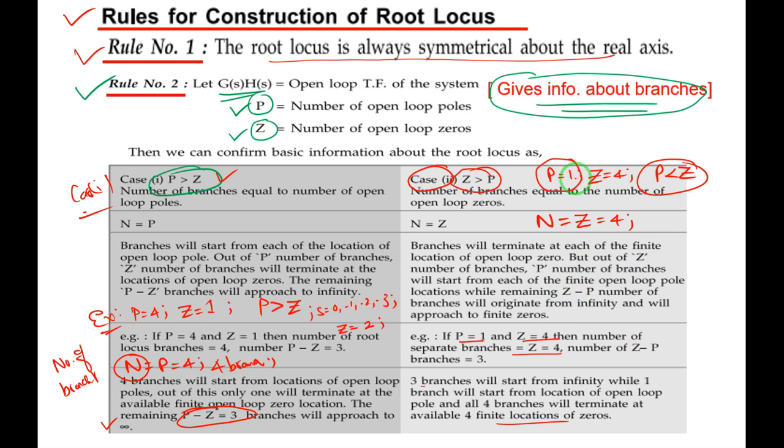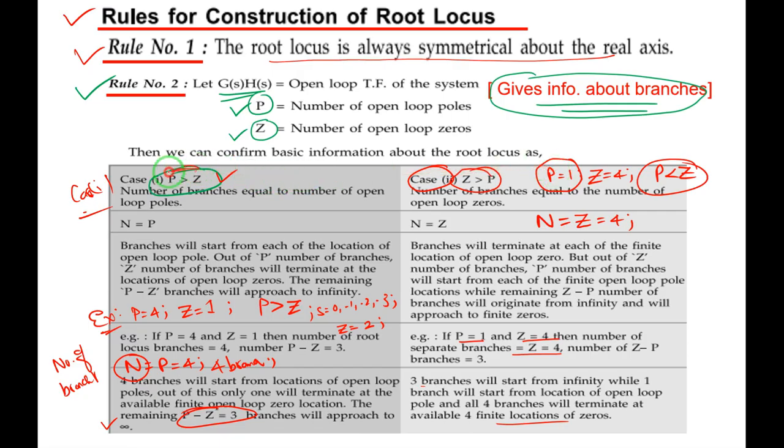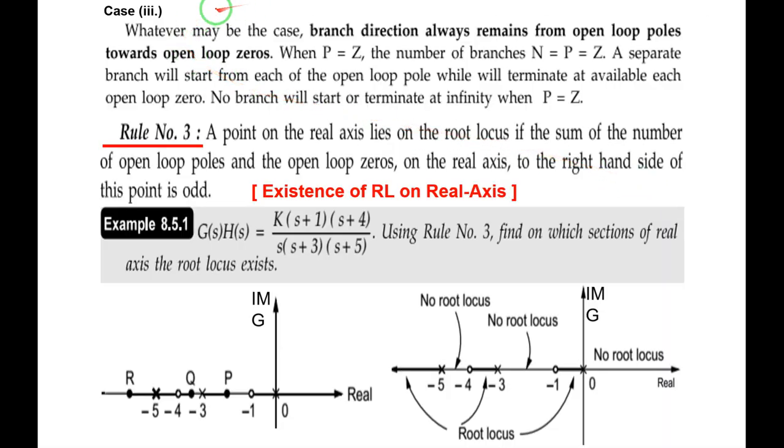I hope, if any doubts are there, you can ask, or else we will take up the numericals and I'll try to make you understand. Third case: p greater than z condition we have seen, p less than z, then p equal to z. Suppose p is equal to z, what will happen? It is very much clear. The number of branches is equal to p equal to z, one and the same, because p equal to z, right? Okay, let me take one example. The poles are 2, zeros are 2.